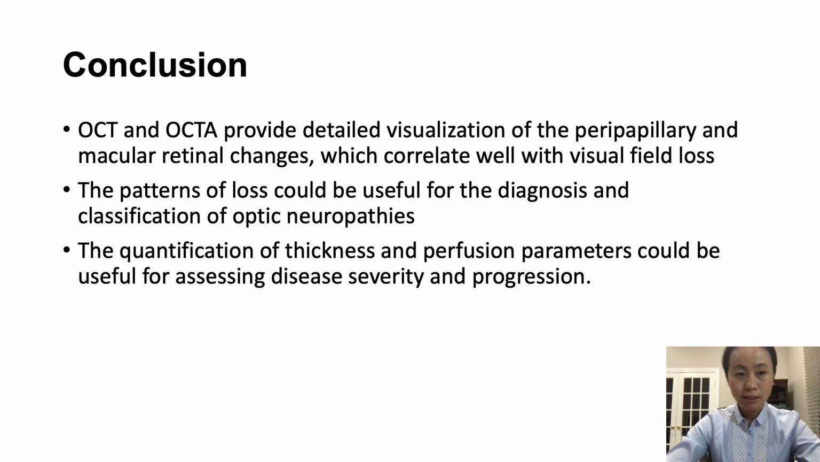Conclusion: in our study, OCT and OCTA provide detailed visualization of the peripapillary and macular retinal changes, which correlate well with visual field loss. The patterns of loss could be useful for the diagnosis and classification of optic neuropathies. The quantification of thickness and perfusion parameters could be useful for assessing disease severity and progression.